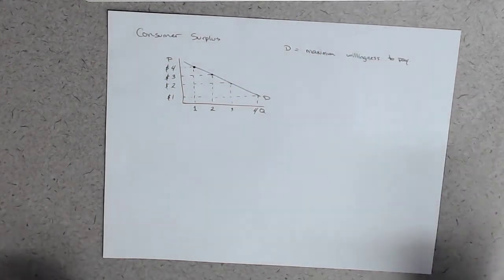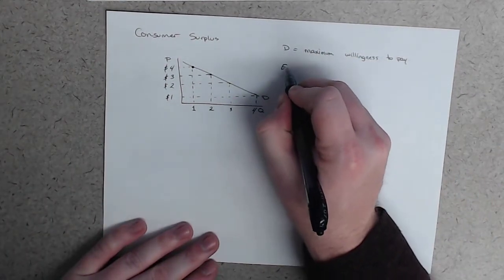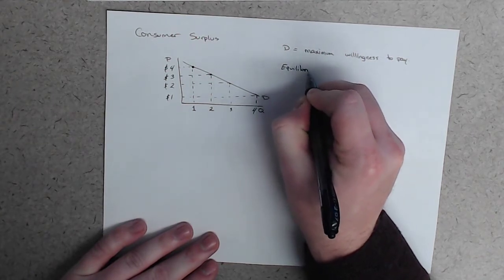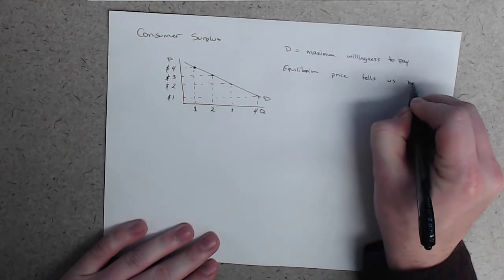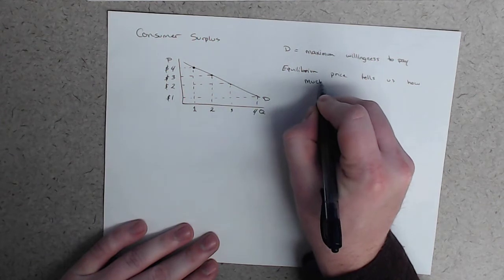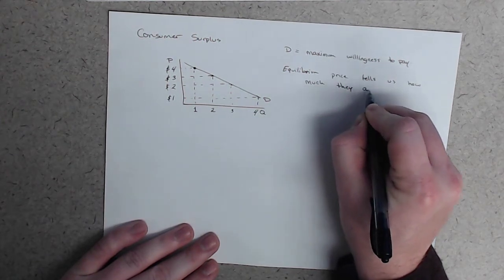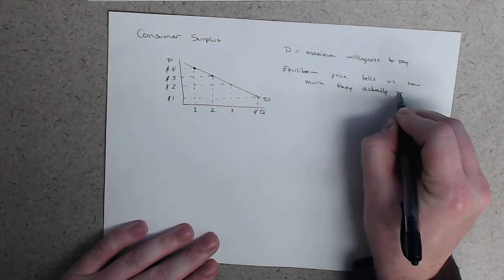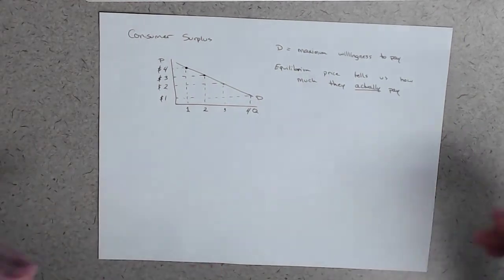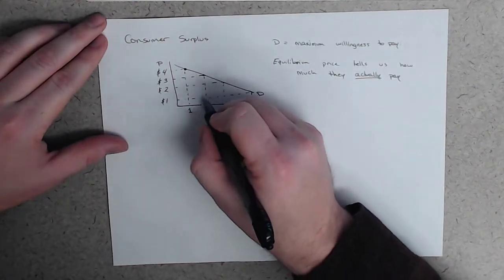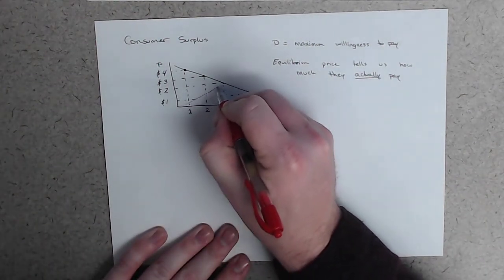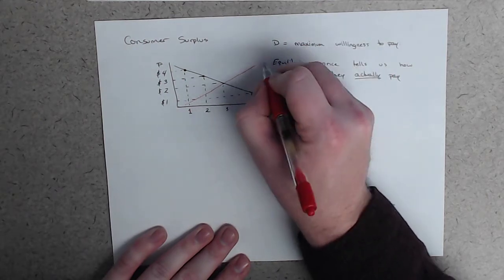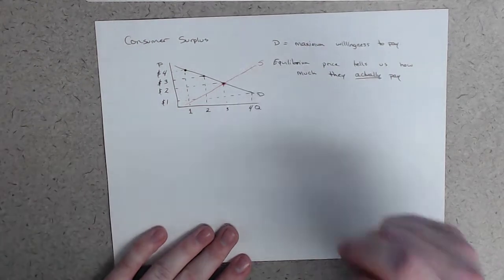Okay, but what the equilibrium price tells us is how much they will actually pay. Right? And so let's say the equilibrium price is $2. So $2 for a can of soda, right?